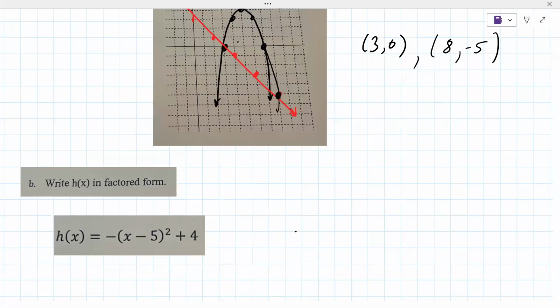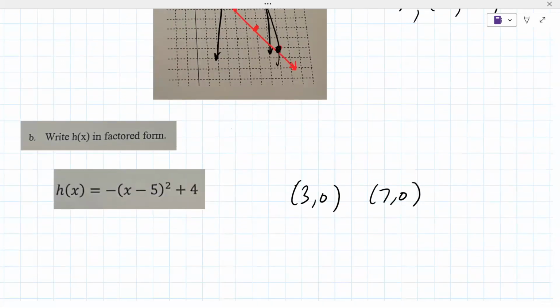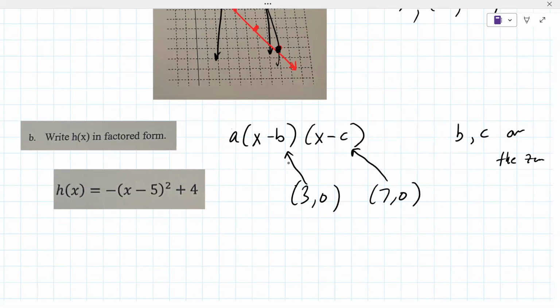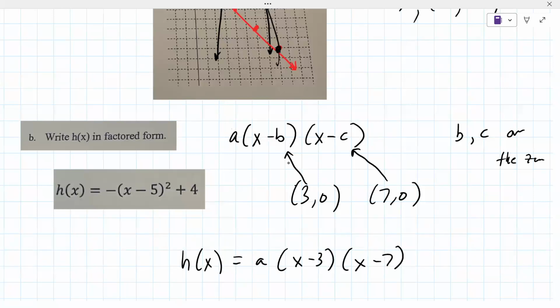Okay, so the intercepts are at (3, 0) and (7, 0). So factored form is a(x - b)(x - c), where b and c are the zeros. You might have a slightly different formula in your class, but basically b is 3 and c is 7. And we'll get to a in a moment. So h of x equals a(x - 3)(x - 7).